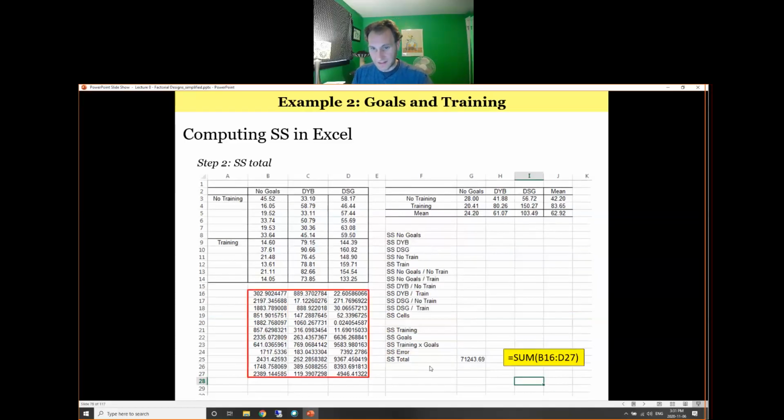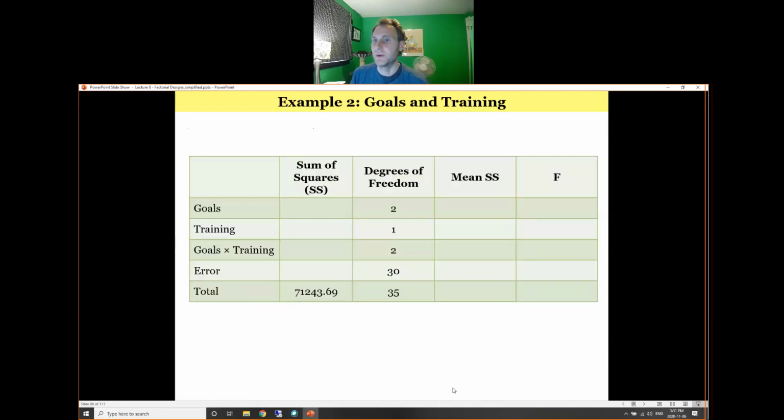Then I want the sum of squares. So I simply take the sum of all those square deviations that I've just computed, and I've popped them down here. I can come over to my source table and now fill that in. So whereas computing that sum of squares would have been very, very tedious if I did it by hand, in Excel I can do it in about 30 seconds, if even that. It's very fast, and Excel doesn't make mistakes.